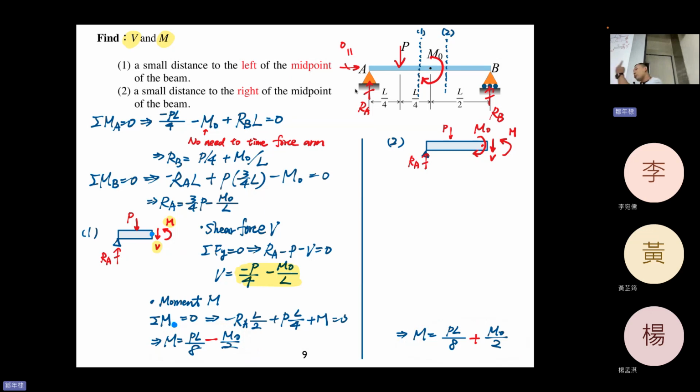This is really interesting. Just passing one point and your moment will be different. I will continue our lecture next week. Different points have different moments.